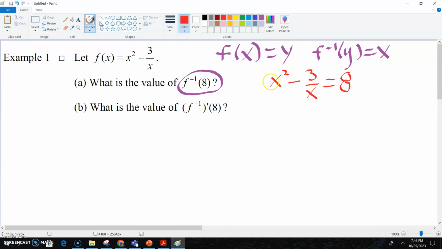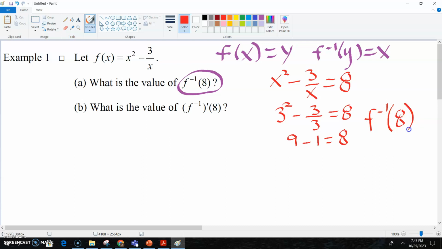Now let's try 3. 3 squared is 9, minus 3 over 3 is 1, 9 minus 1 is 8. So since 3 squared minus 3 over 3 is 8, we have found the value for f inverse of 8. So we would say f inverse of 8 is in fact 3. Because f of 3 is 8, f inverse of 8 is 3.